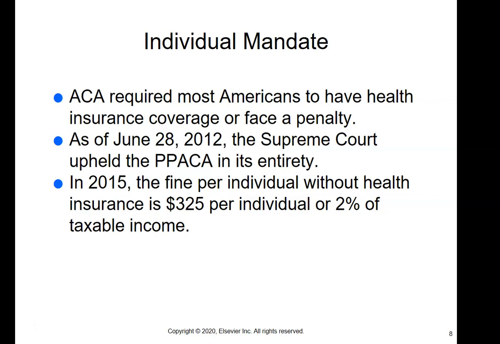The individual mandate. The ACA requires most Americans to have health insurance coverage or face a penalty. As of June 28, 2012, the Supreme Court upheld the PPACA in its entirety. In 2015, the fine per individual without health insurance is $325 per individual, or 2% of the taxable income. This number rises to $695 per individual, or 2.5% of income in 2016, and will be reconfigured on a year-to-year basis on a cost of living adjustment.